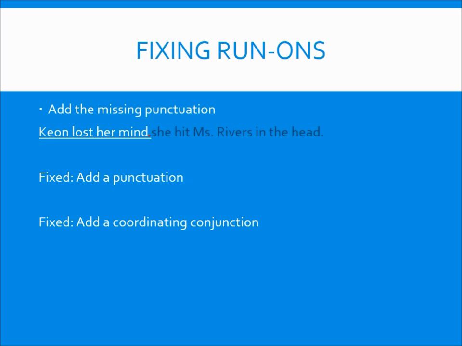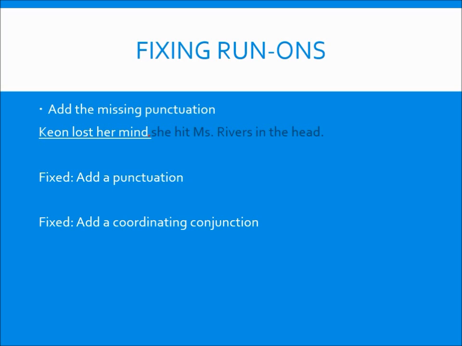She hit Miss Rivers in the head. Well, we can identify this as a run-on sentence. The first sentence is Keon lost her mind. The second sentence is she hit Miss Rivers in the head. Well, the easiest way to fix this is just to add punctuation. Why not just use a period and start a new sentence? Keon lost her mind. She hit Miss Rivers in the head.